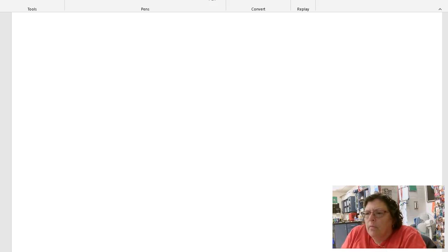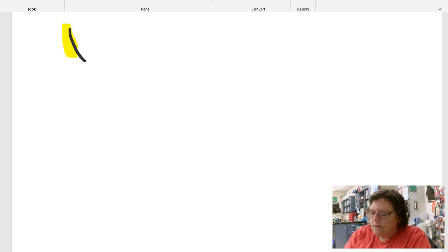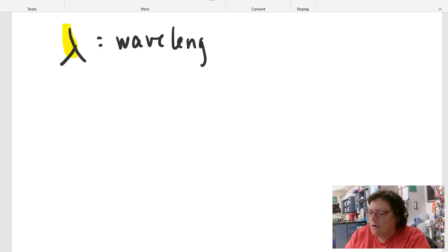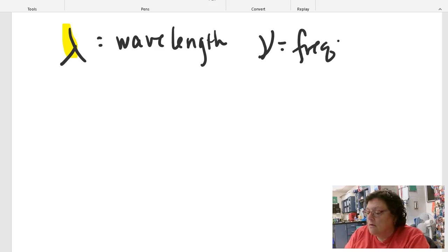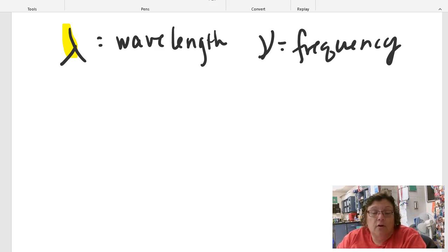Okay. So we talked about that relationship between frequency and wavelength. As wavelength increases, frequency decreases. We use this symbol, which is the Greek letter lambda, the lowercase lambda, for wavelength. And we use this symbol, which is the Greek letter nu, for frequency. And they vary inversely. As one goes up, the other goes down.